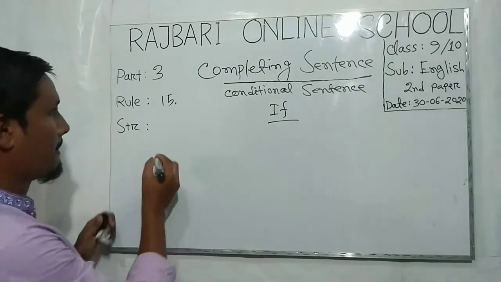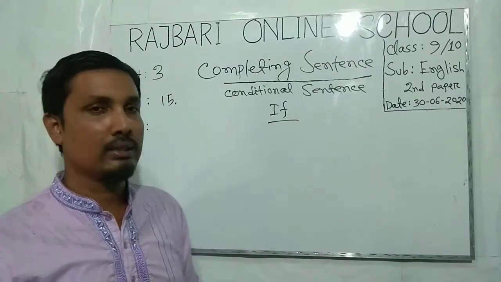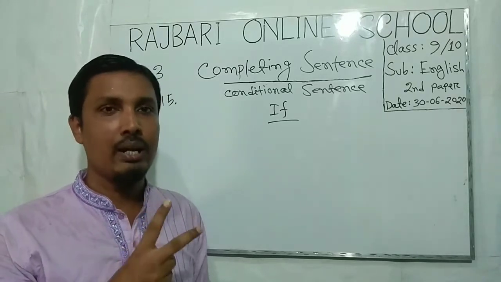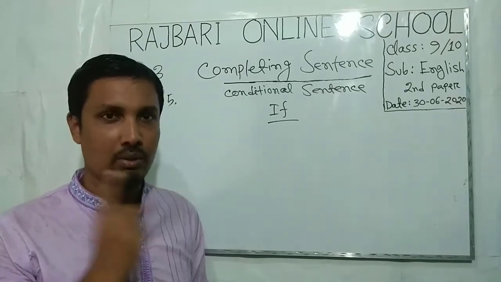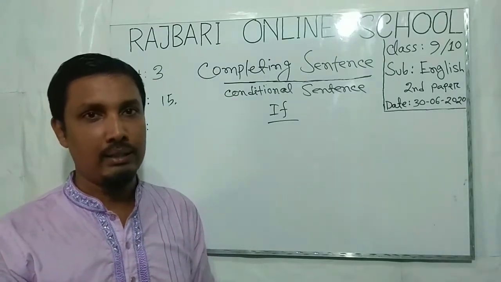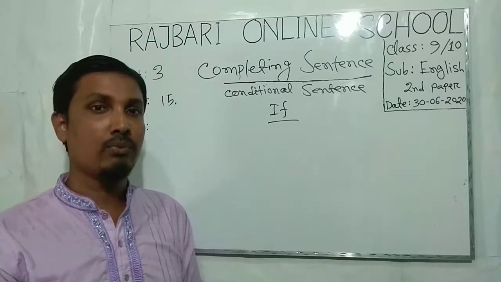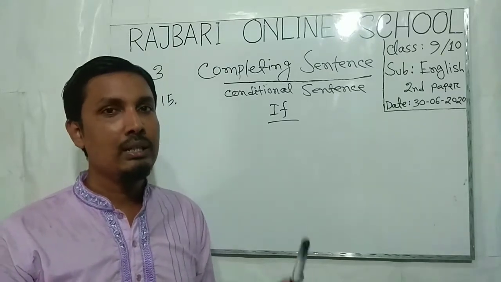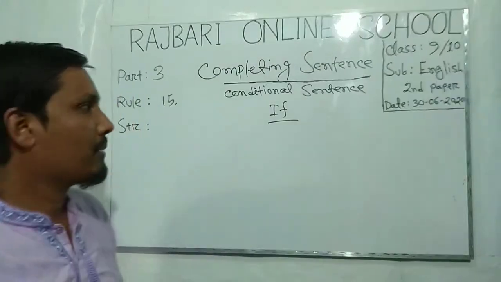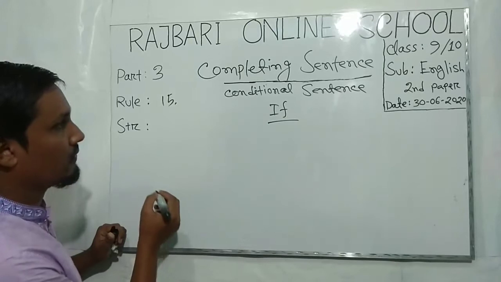Rule 1. I would like to add something about conditional sentences. There are three types of conditional sentence: the first condition, the second condition, and the last one is the third condition. There is no similarity between them. They are totally different from one another. You have to follow and remember three types of rules about if. Okay, I am writing the structure of if.